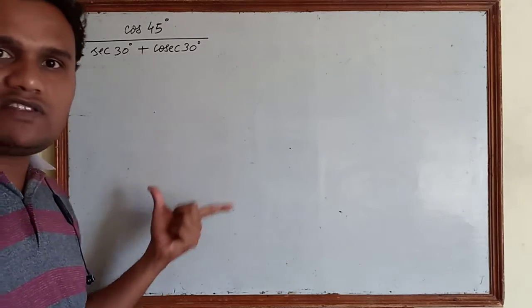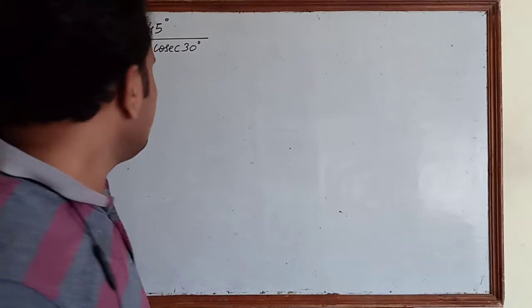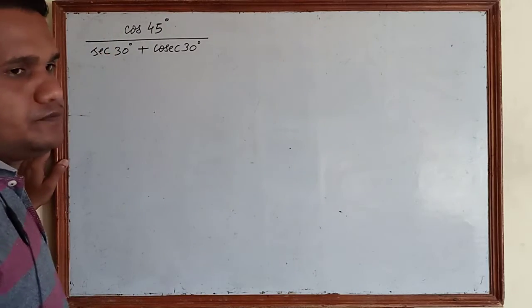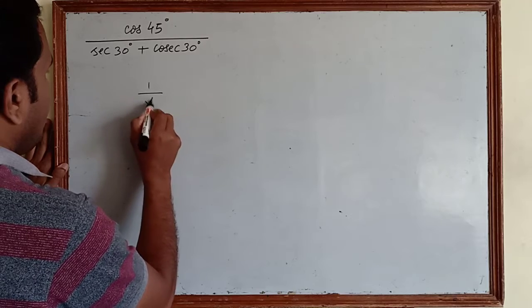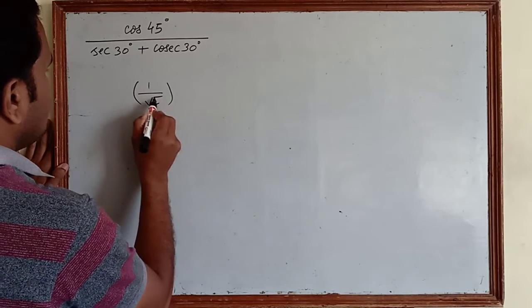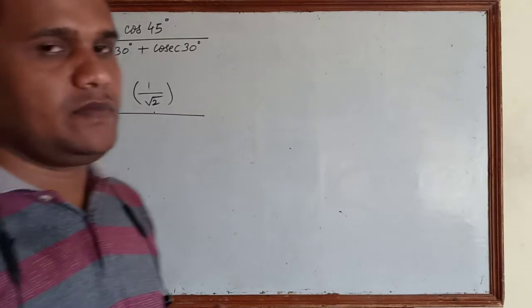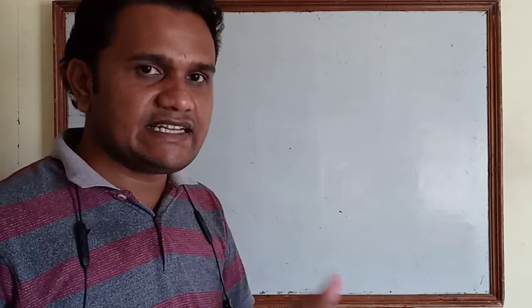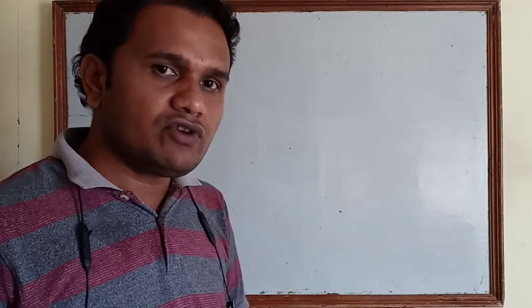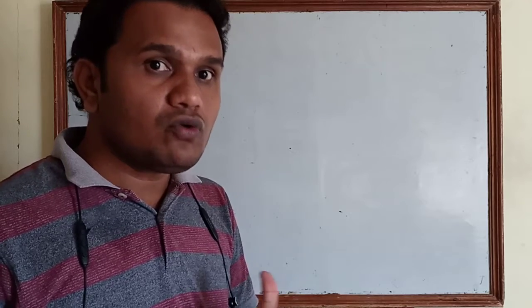This is our question number 3. Now again the procedure is same. We have to put the values. Cos 45. What was cos 45? Cos 45 was 1 by root 2. 1 by root 2 upon sec 30. Now sec is the inverse of cos. You have to remember it in this way. Sec is the inverse of cos. So cos 30 was root 3 by 2. So the inverse of root 3 by 2 is 2 by root 3.